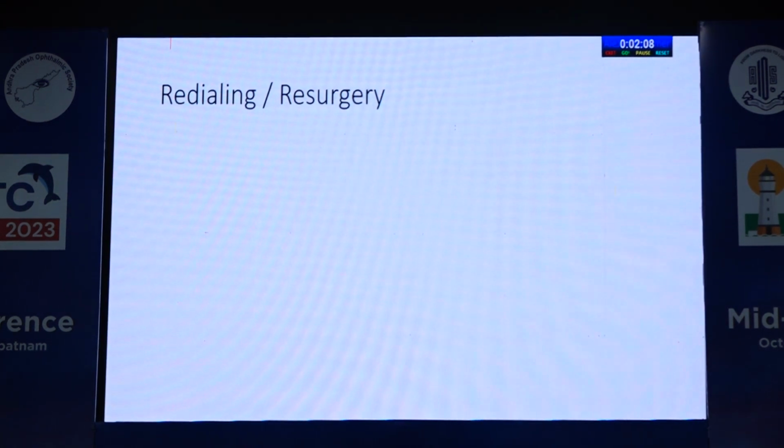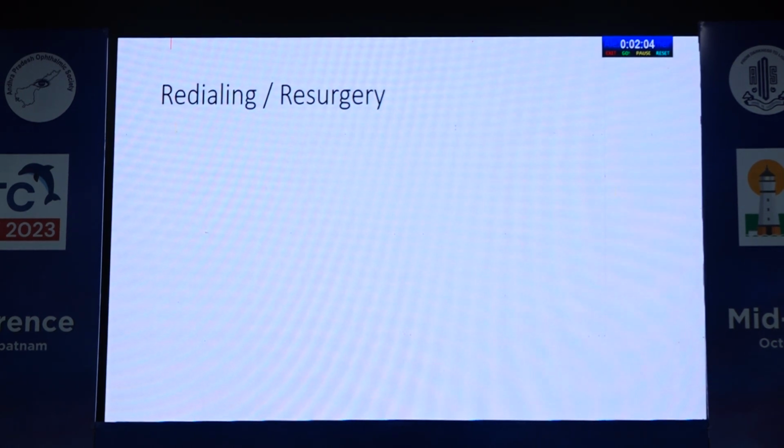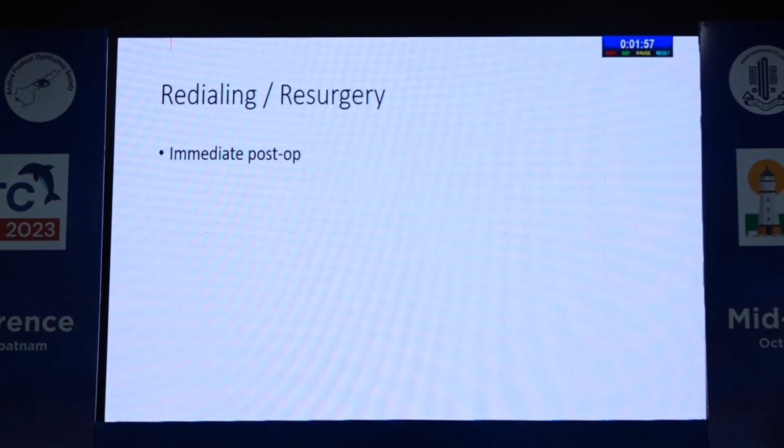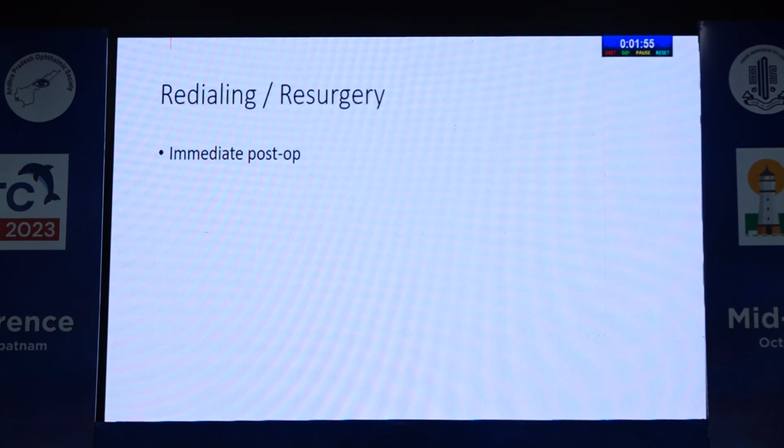So when do you redial? Suppose we already placed the lens, they had problems, or the pupil was small and we couldn't assess properly. When do we redial? Most of the rotations occur in the first 1 hour. So we usually do it under topical anesthesia, reassess the patient within half an hour to 1 hour. Suppose there is any significant rotation, we redial on that day itself.